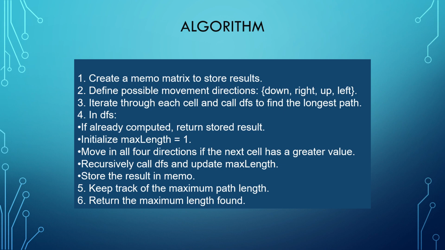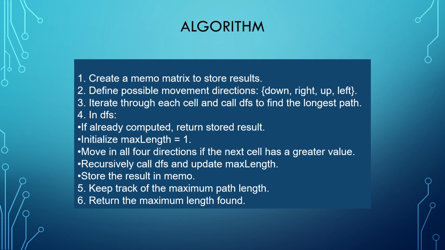In order to compute it, our first step is to initialize the variable max length to be equal to 1. And then we can move in all 4 directions if the next cell has a greater value, which means that we can explore in 4 possible directions. While exploring, we will be checking if the new cell computed is within the bounds of the grid. And after that, we will be checking the values. One constraint here is that we are going to find the longest increasing path, which means that the next cell's value must be greater than the current cell's value. So that condition also has to be checked.